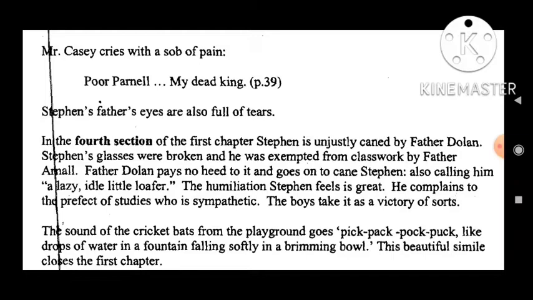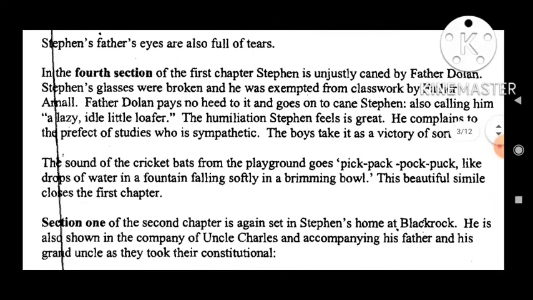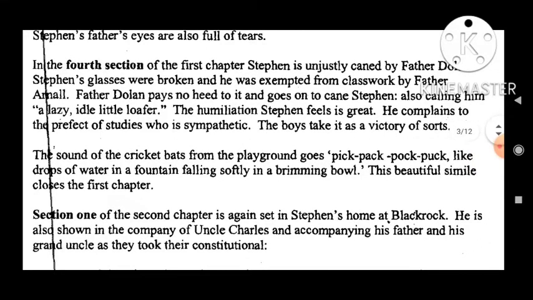In the fourth section of the first chapter, Stephen is unjustly caned by Father Dolan. Stephen's glasses were broken and he was exempted from classwork by Father Arnall. Father Dolan pays no heed to it and goes on to cane Stephen, also calling him a lazy, idle little loafer. The humiliation Stephen feels is great. He complains to the rector, who is sympathetic. The boys take it as a victory of sorts.